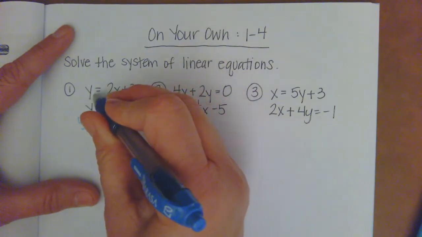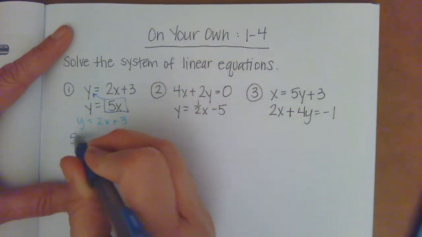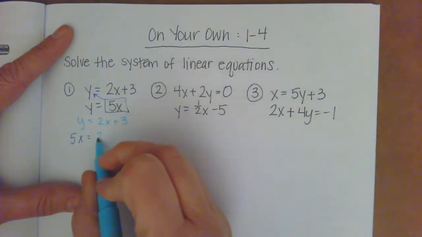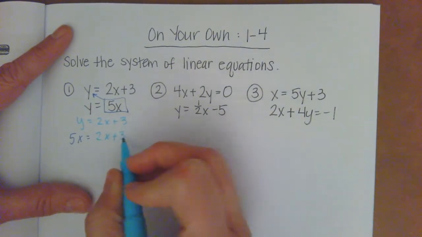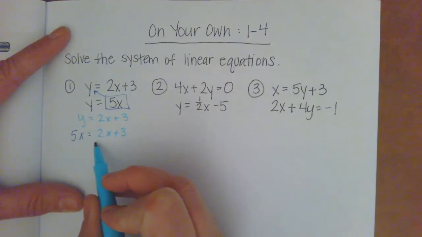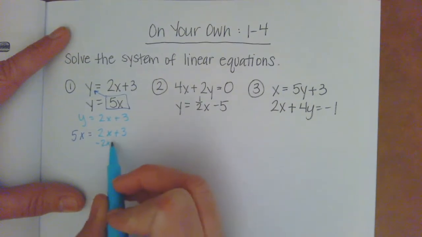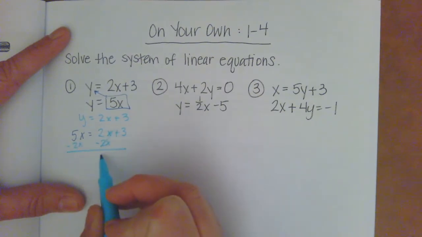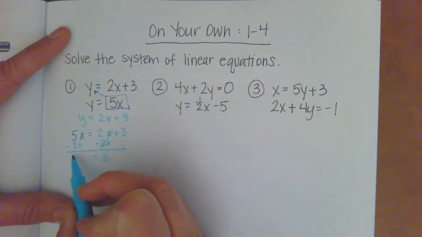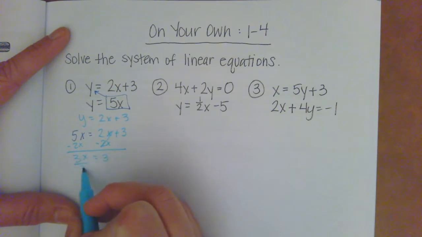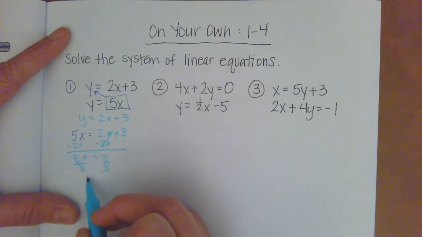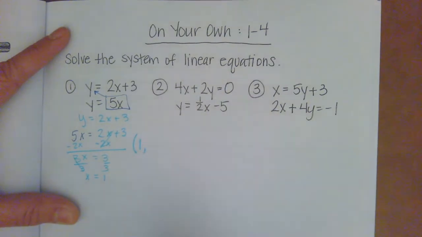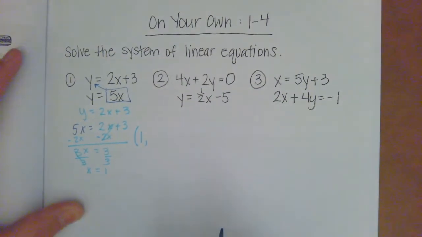So this is going to go in for this y. So 5x equals 2x plus 3. And so now I'm going to move this over to move my x terms over together. Those are gone. 3 equals 3x, divided by 3 on both sides, and x equals 1. So right now I know my x amount is 1.